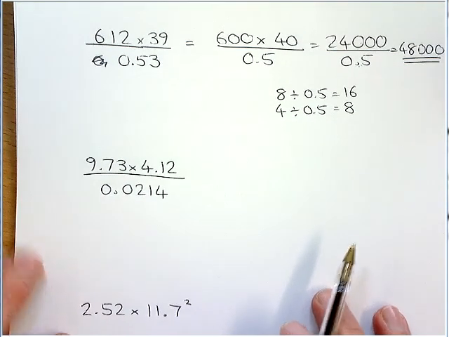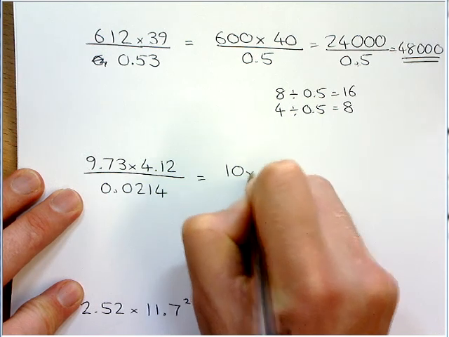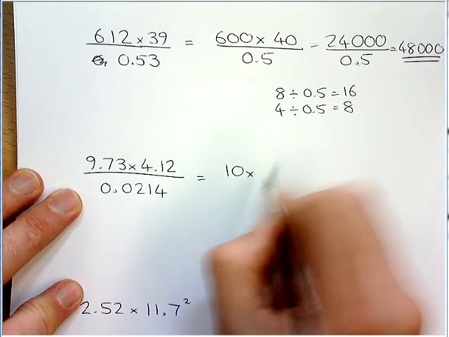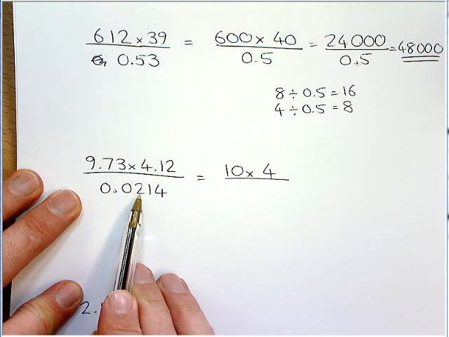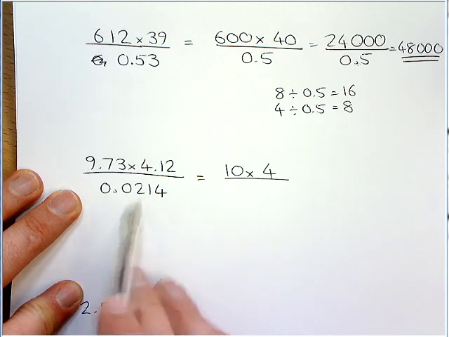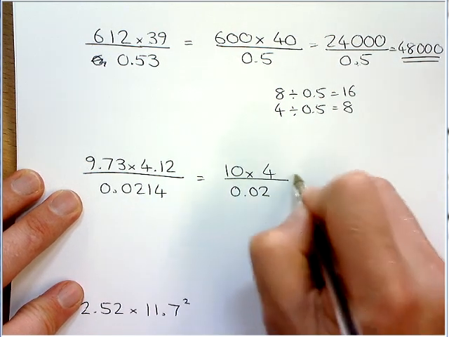The next one's going to be a little bit more challenging. So, to one significant figure, I'm going to speed this bit up now, so it's 10 and 4. But this time, zeros are not significant. 2 is, 1 rounds it down to leave me with 0.02. Now, tidy up.